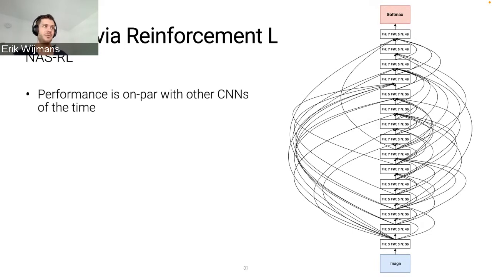And then in terms of how well it performs, on par with CNNs of the time. This was either 2015 or 2016 work, so it's not phenomenal numbers by today's standards, but it's on par with the time, and it showed that searching for a network is possible. This did not change the way that people come up with networks.